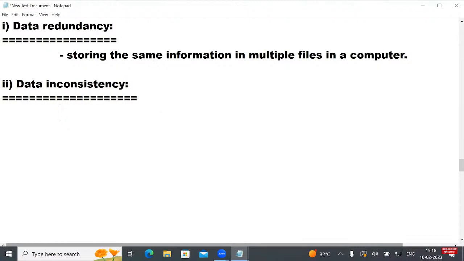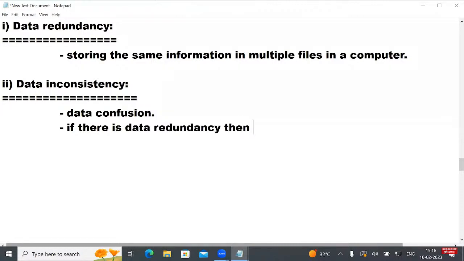And what occurs when there is inconsistency? Data confusion. Simply I'm telling you, data confusion will occur when you have duplicates. What I'm saying is, if there is data redundancy, then there is data inconsistency. Otherwise, this problem I can also avoid.